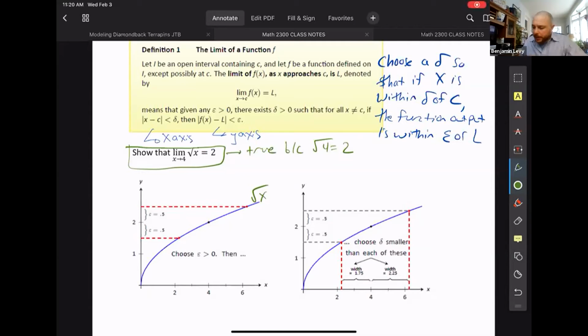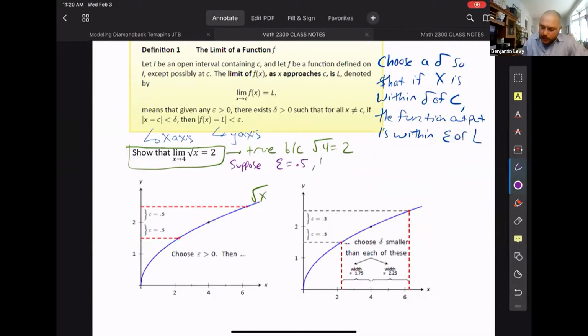Okay, let's pick an epsilon. And in this particular picture, you can see that epsilon is being chosen as 1/2. And so we're going to go with that and work with that. So let's let epsilon be 1/2. So suppose epsilon is 1/2, 0.5.